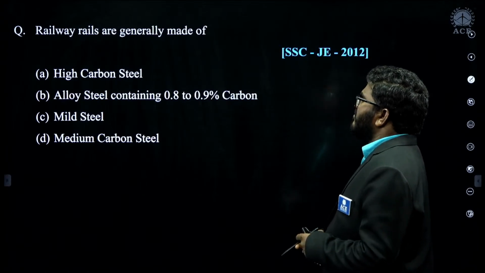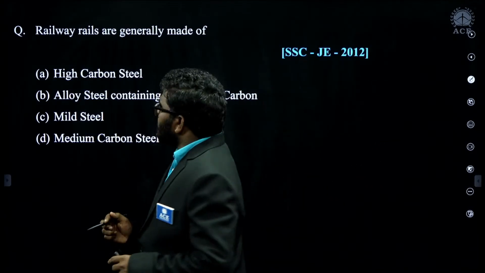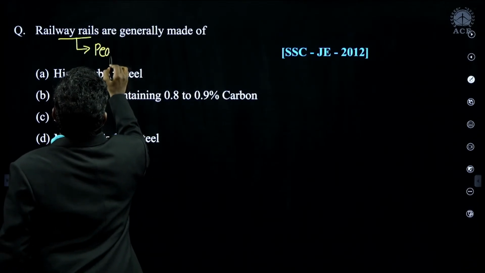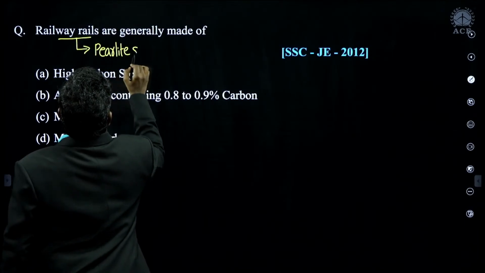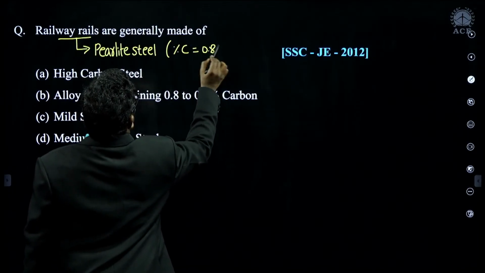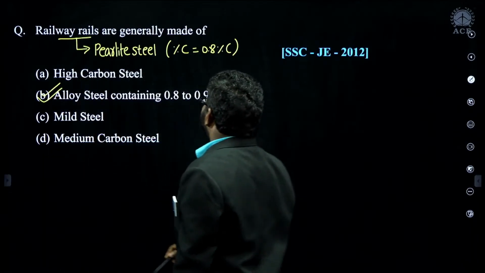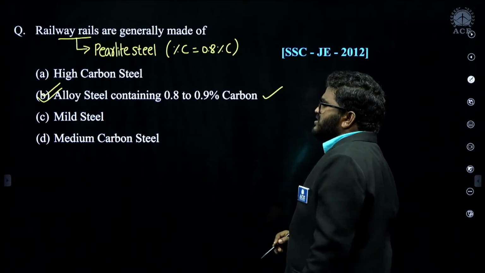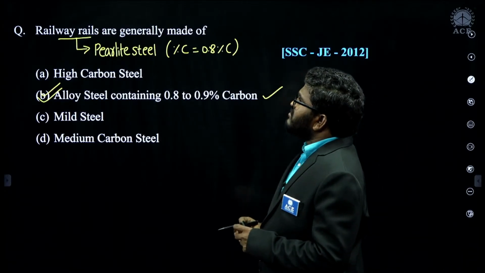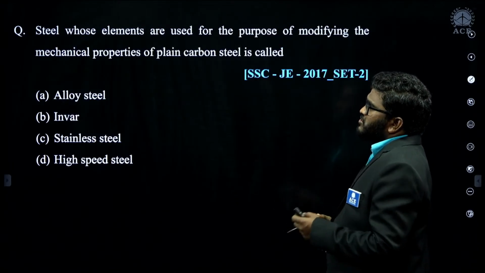are generally made of, railway wheels and tracks are made up of pearlite steel. Remember? This pearlite steel has a carbon percentage of about 0.8% carbon. So alloy steel containing 0.8 to 0.9% carbon, we use this pearlite steel. Right. Now, next question.